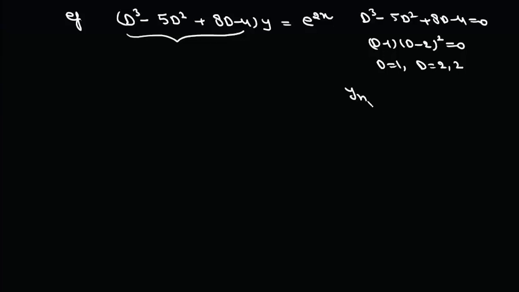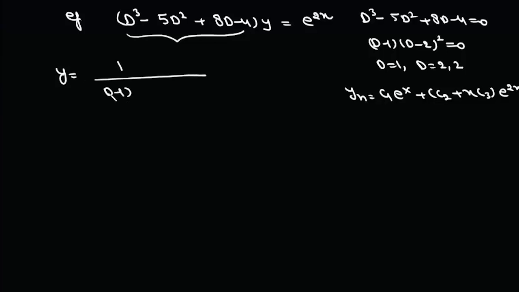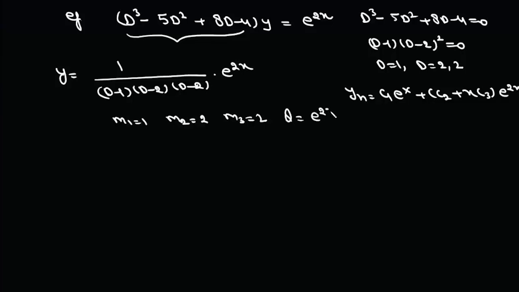So we know that its yh will be c1 e to the power x plus (c2 plus x c3) e to the power 2x. Now we can write this y as 1 upon (d minus 1)(d minus 2)(d minus 2) into e to the power 2x. Now here m1 is 1, m2 is 2, m3 is 2 and q is e to the power 2x.